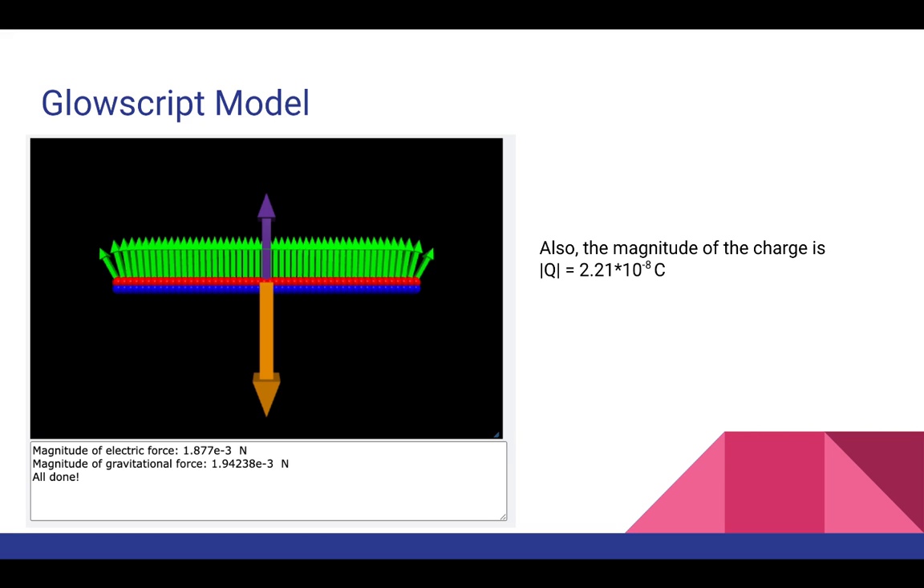And so this is the output of our model. We're going to balance the gravitational force, which is the orange arrow, with the purple electric field force. And you can see all the green arrows are the magnitudes of the electric forces.